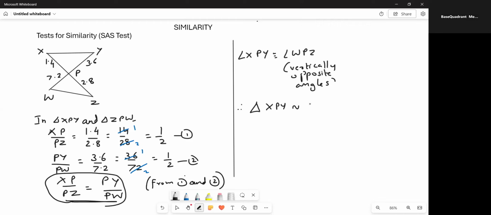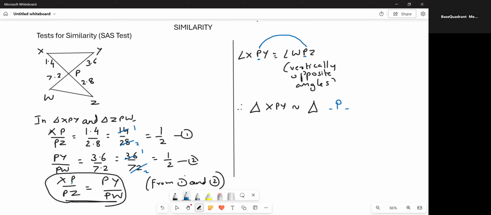Therefore, triangle XPY is similar to triangle. Now, what is the order in the second triangle? From the angles, always look at the angles first to get the letter to letter correspondence. Vertex P and vertex P. So letter P corresponds with letter P. So P comes in the middle here. So P will be in the middle in the second triangle.